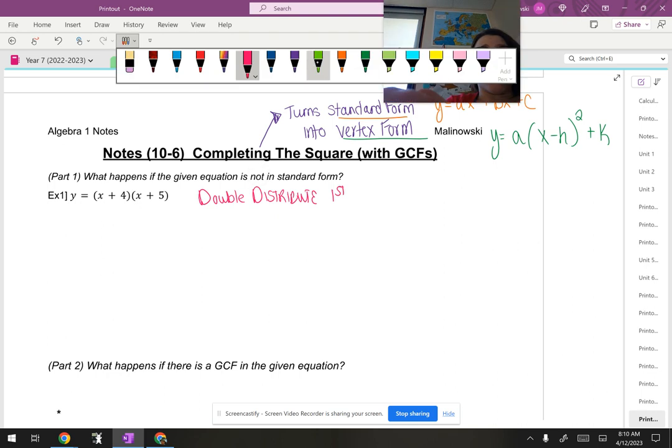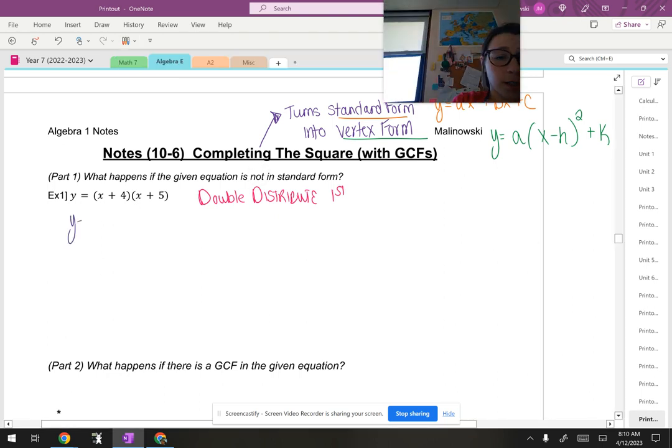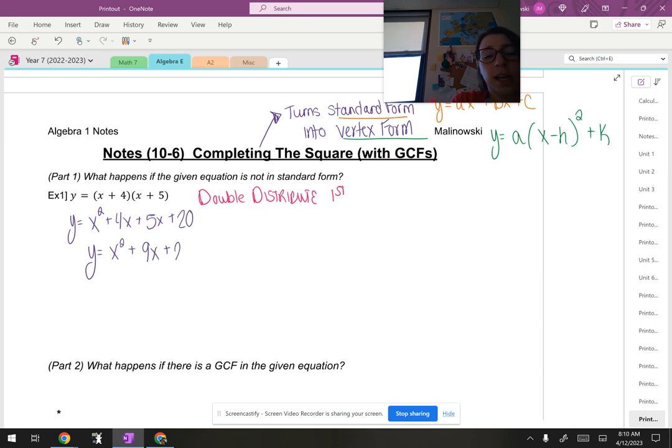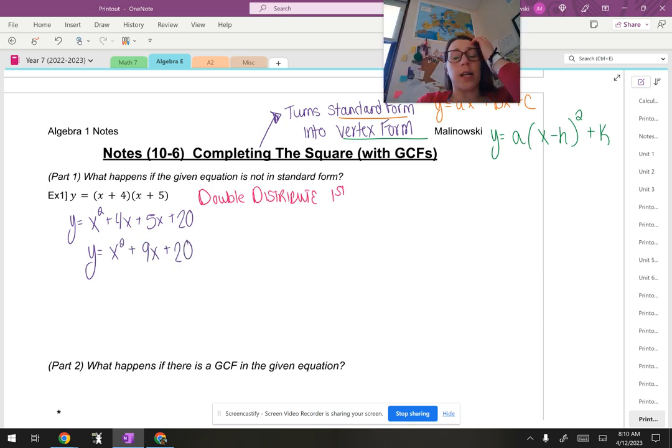So I'm just going to take a hot sec, turn that into x squared plus 4x plus 5x plus 20, which we can then turn into x squared plus 9x plus 20. Because again, it's not in standard form if it's not simplified all the way. All those like terms have to be combined.